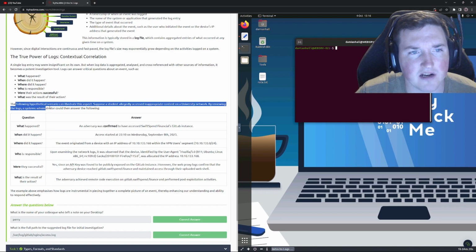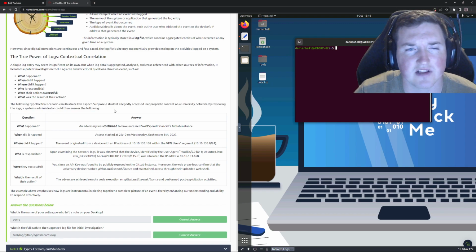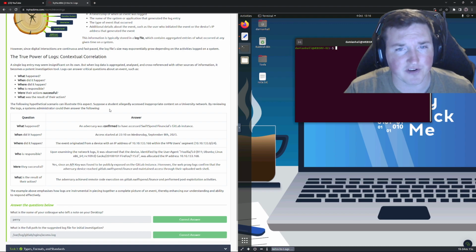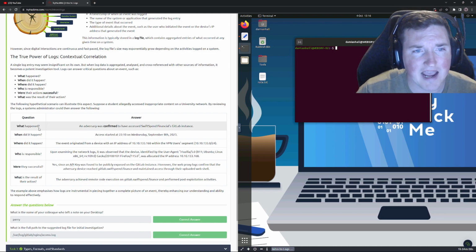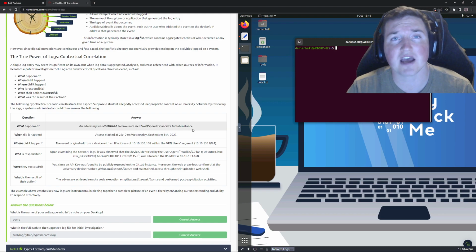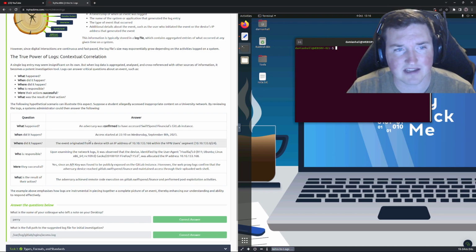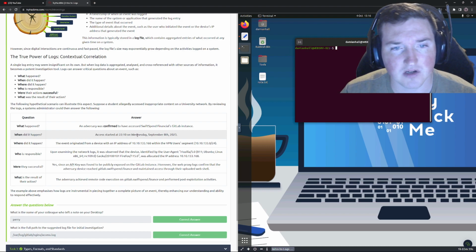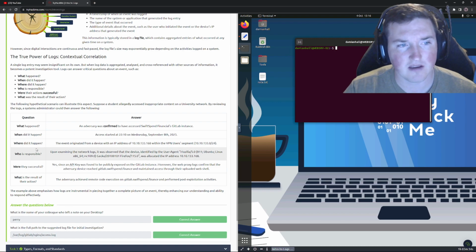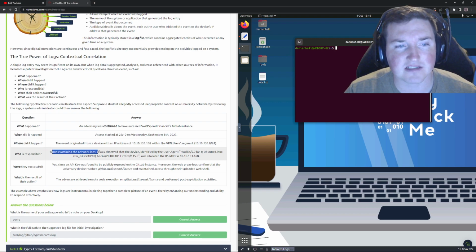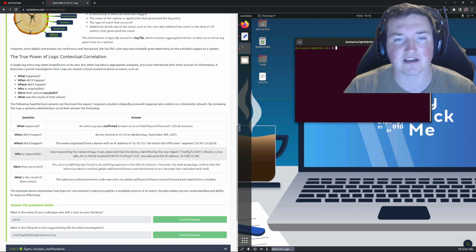So suppose a student allegedly accessed inappropriate content on a university network. So they got access to something they shouldn't have. By reviewing the logs, the sysad could answer these questions. What happened? An adversary was confirmed to have access to Swift Spend Financial GitLab instance. When did it happen? It started at 22:10 a.m. Okay. Where did it happen? It originated from this IP. Okay. Who's responsible? Upon examining the network, it was observed that the device identified as XYZ is responsible.